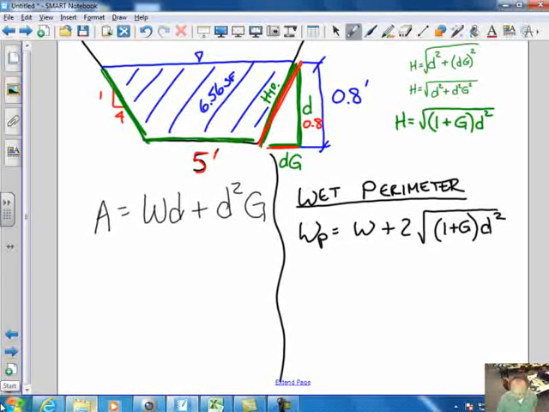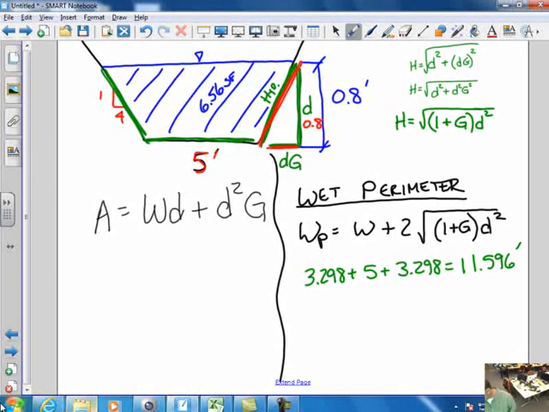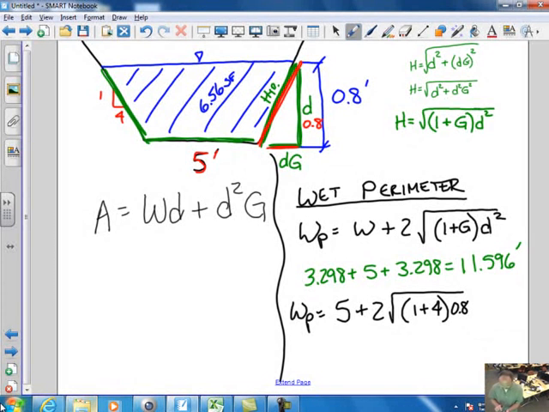So that length is 3.298 feet. So we know that it should be 3.298 plus 5 feet plus 3.298 feet, for a total of around 11.596 feet for my wetted perimeter. Let's see if the equation provides that to us. So my wetted perimeter is going to equal 5 feet plus 2 times the square root of 1 plus 4 times my depth, which is 0.8. Shoot, I screwed up my equations. Yes, I messed up my equations.